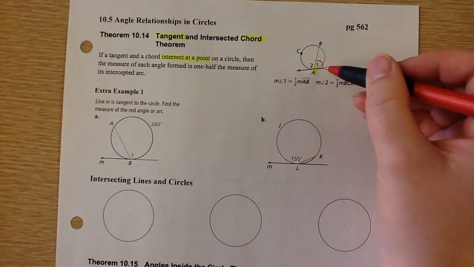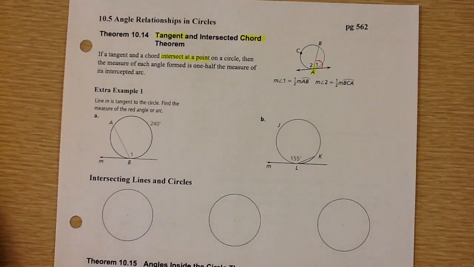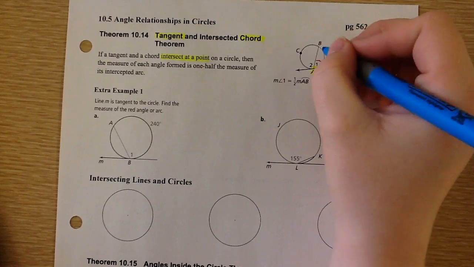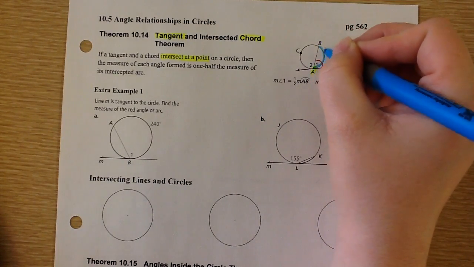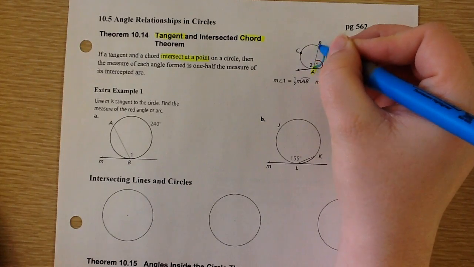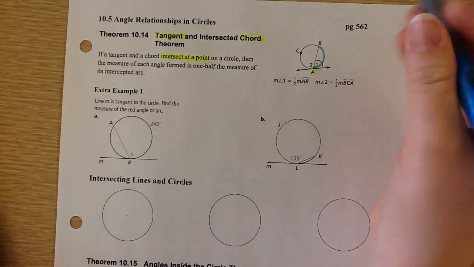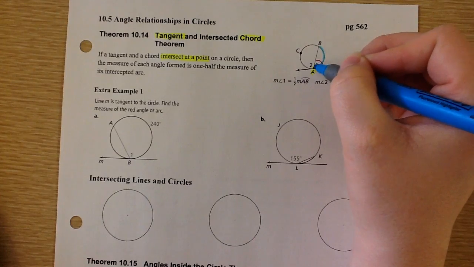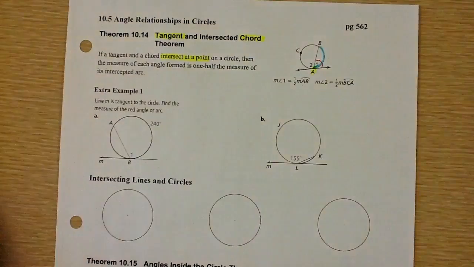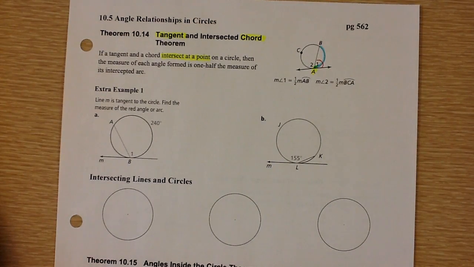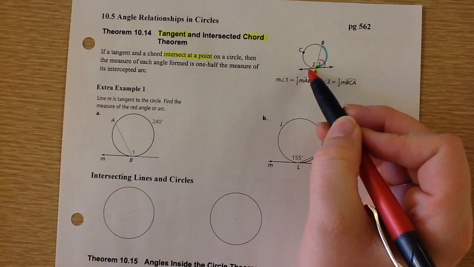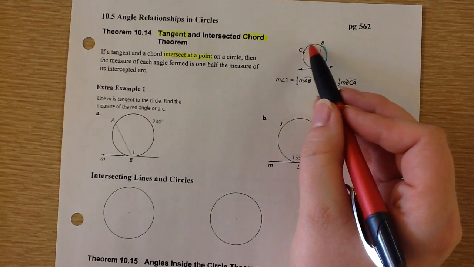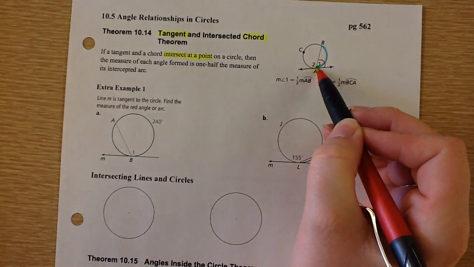So here, angle 1 is going to be half of the arc from A to B. Whatever the measure of that arc is, measured by the central angle measure, angle 1 is going to be half of that. And the same with the measure of angle 2. This other angle here is going to be half of this arc measure there.